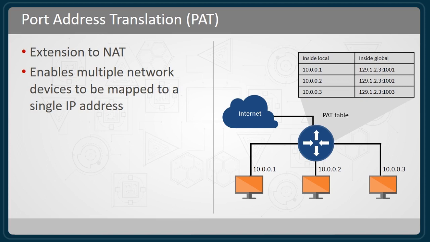So if it sees 1001 as the port number, I can configure the router to forward that request to 10.0.0.1. And if it sees port 1002, send it to system 2, and 1003, send it to system 3. So that allows me to access each one of those systems independently using a single address. And this is often called port forwarding in the router itself.